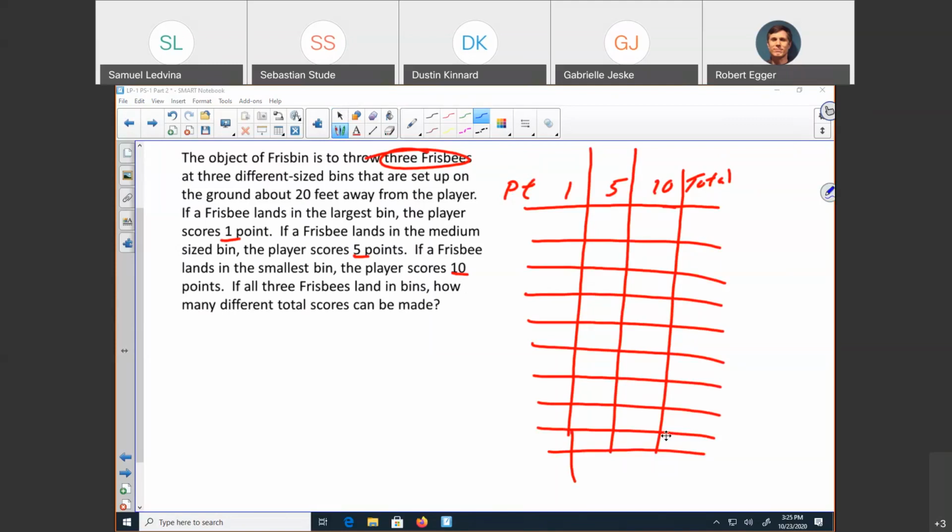So again, three throws. There's a couple of ways of getting your points. You could get all 3 of your frisbees in the 10 hole, the 10-point hole, which of course gives you 30 points.